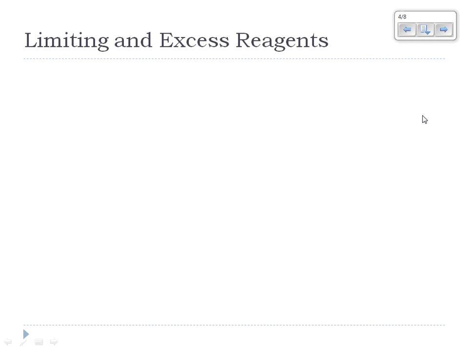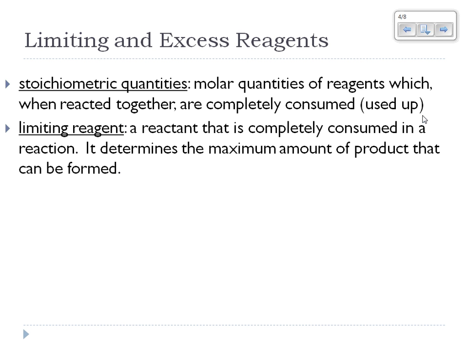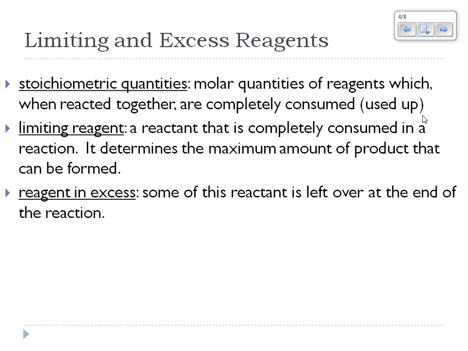So, limiting and excess reagents. The first thing we're going to do is define what these are, and then I'm going to talk you through some examples. We've looked at stoichiometric quantities before. These are the molar quantities of reagents which, when reacted together, are completely consumed or used up. These are the quantities that we get from the balanced chemical equation, and we use the mole ratio when we're looking at these types of problems. Your limiting reagent is a reactant that is completely consumed or used up in a reaction. Because of that, it will determine the maximum amount of product that can be formed. For the reagent in excess, some of this reactant is actually left over at the end of the reaction.